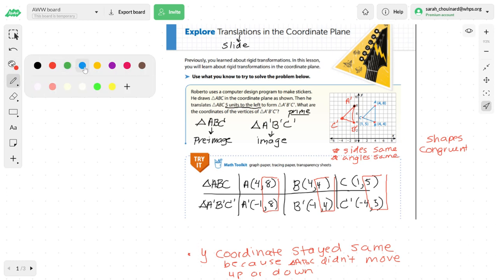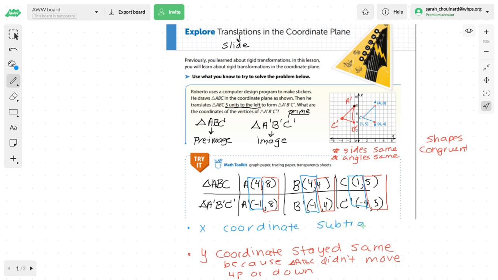Now let's look at the x coordinate. I went from 4 to -1, 4 to -1, 1 to -4. So if you notice, each x-coordinate was 5 less. 4 minus 5 is -1. 4 minus 5 is -1. 1 minus 5 is -4. So the x-coordinate subtracted 5, because if you think about it, going left is a negative movement, right? Moving left this way, the numbers are getting smaller. So you have to subtract to go left.